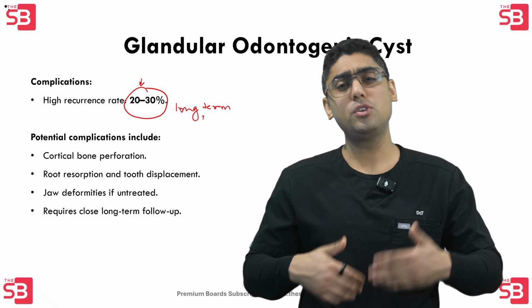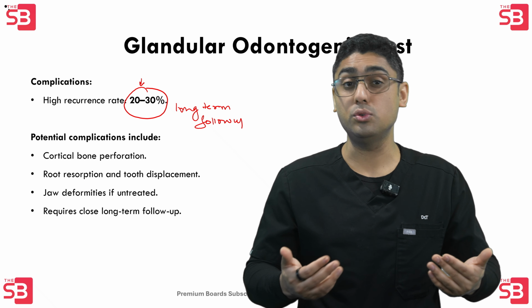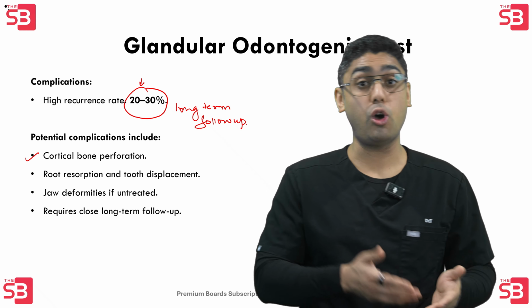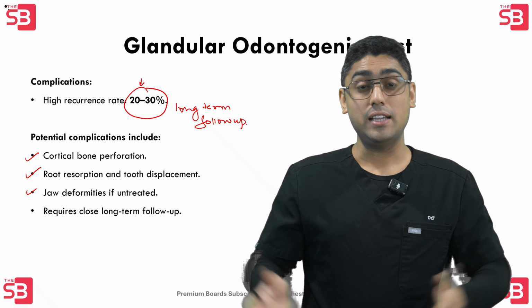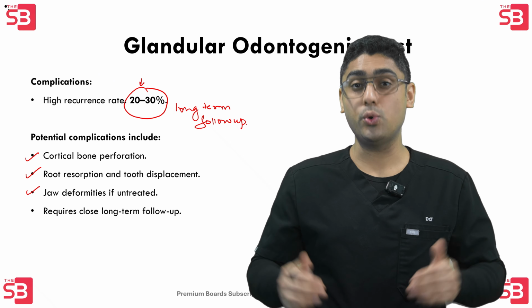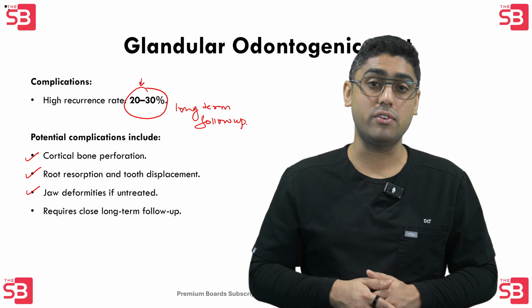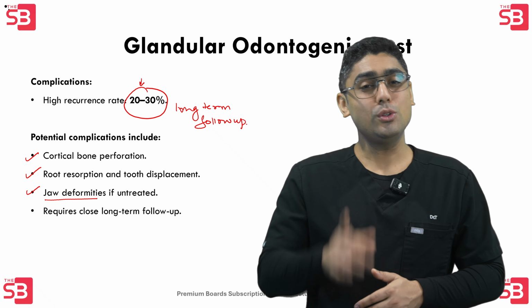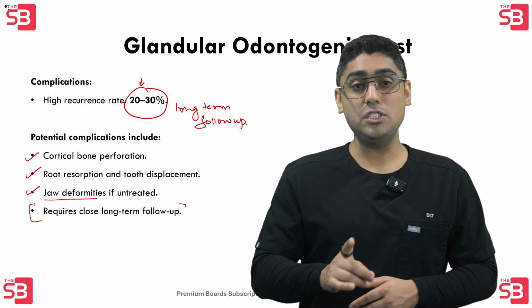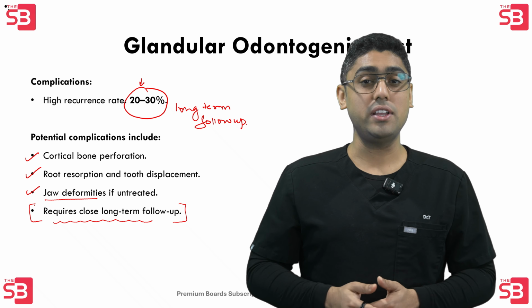Now, as the cyst grows, it can start to erode through the cortical plate, as we discussed earlier, resorb even the nearby roots, and even push the neighboring teeth out of alignment. And if it keeps on expanding unchecked, you can end up with significant jaw deformity, which affects not only the function but facial aesthetics as well. So the takeaway here is clear. Early intervention and regular post-operative monitoring is critical.